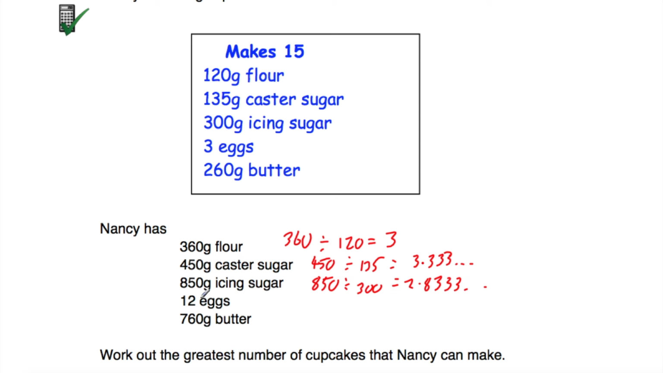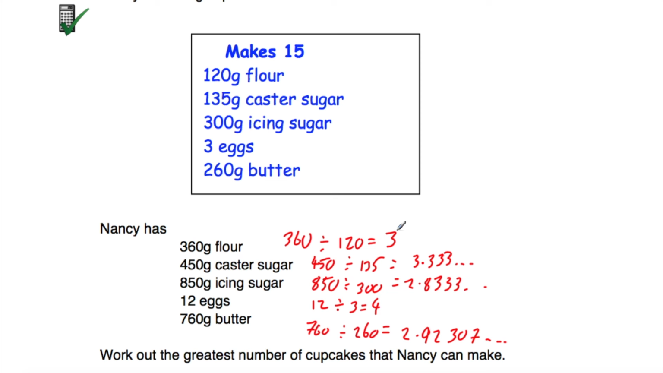Now let's look at the eggs. She's got 12 eggs. If we divide that by 3, that's equal to 4. So she's got 4 times as many eggs. That's fine. And in terms of the butter, 760 divided by 260 is equal to 2.92307 and so on. So at the minute you can see that the thing that's limiting her is the icing sugar, because she's only got 2.8333 and so on times as much icing sugar as she needs for the recipe.